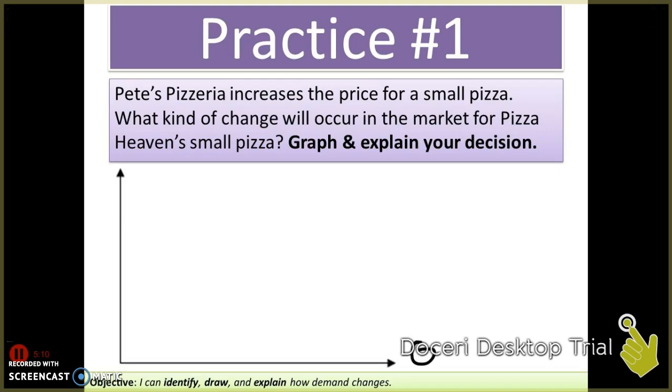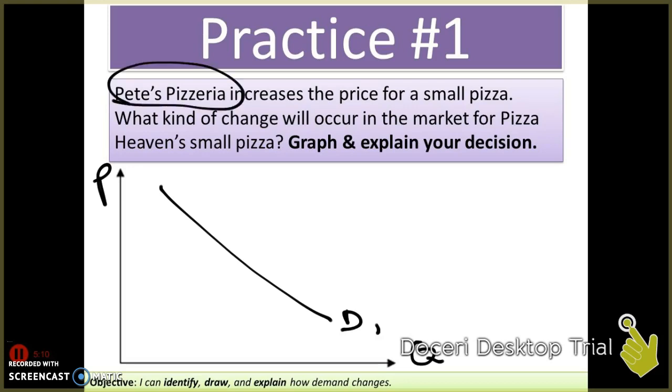So here we go. We always begin by labeling our axes, P and Q, draw our initial demand curve, and we've got two products here, Pete's Pizzeria and Pizza Heaven. They both provide pizzas, but Pete's Pizzeria goes up in price, so we don't want to buy Pete's Pizzeria, so that means we're going to increase our demand for Pizza Heaven, and that's demand 2.